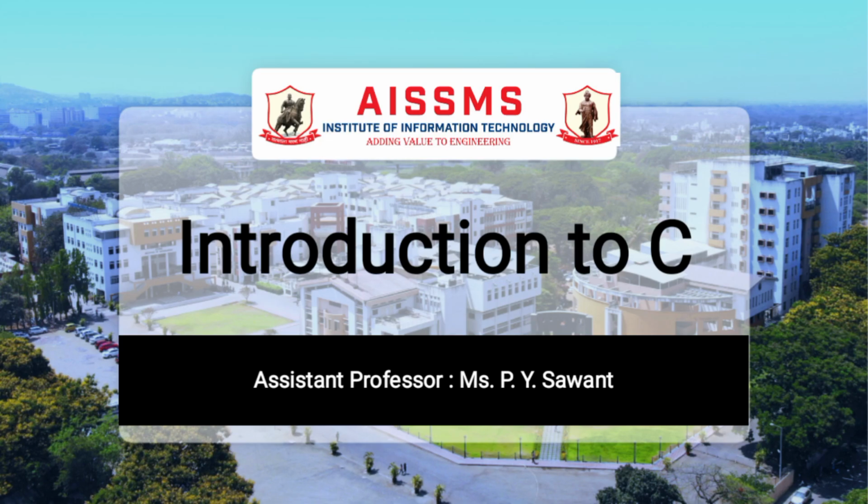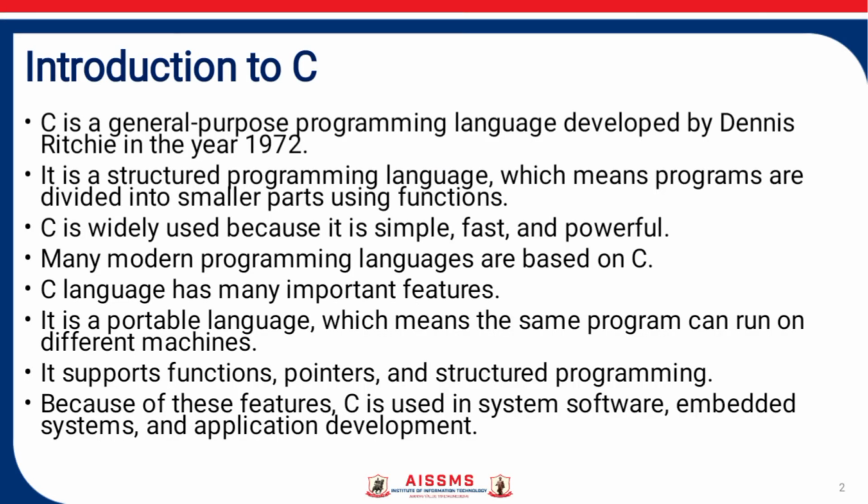So now let's start. C is a general purpose language developed by Dennis Ritchie in the year 1972. It is a structured programming language, which means programs are divided into smaller parts using functions. C is widely used because it is simple, fast and powerful. Many modern programming languages are based on C.